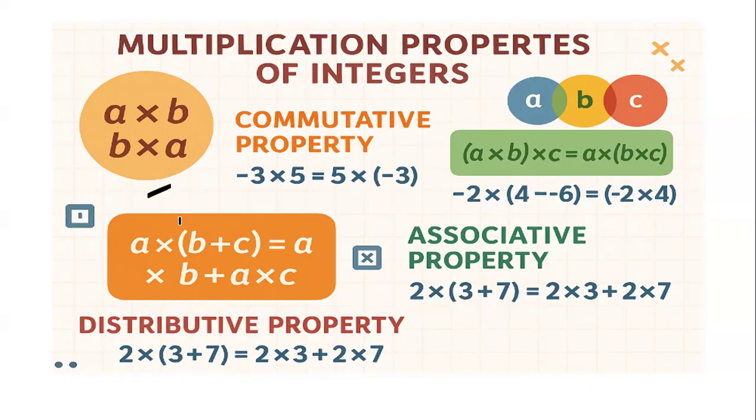See, this is the commutative property. This is the associative property. This is the distributive property. See examples and many more.